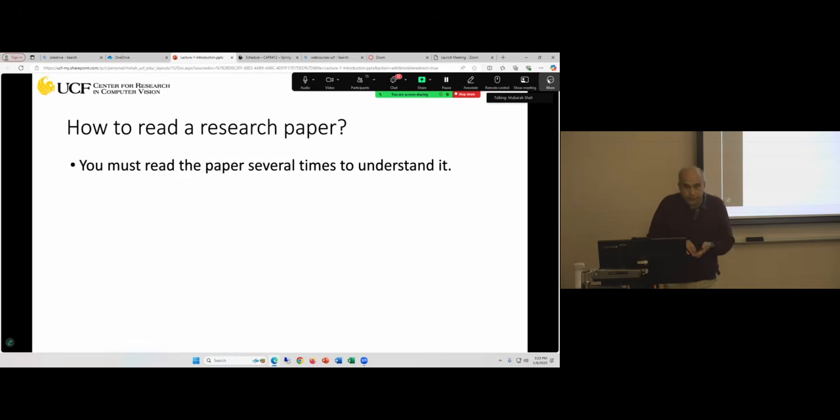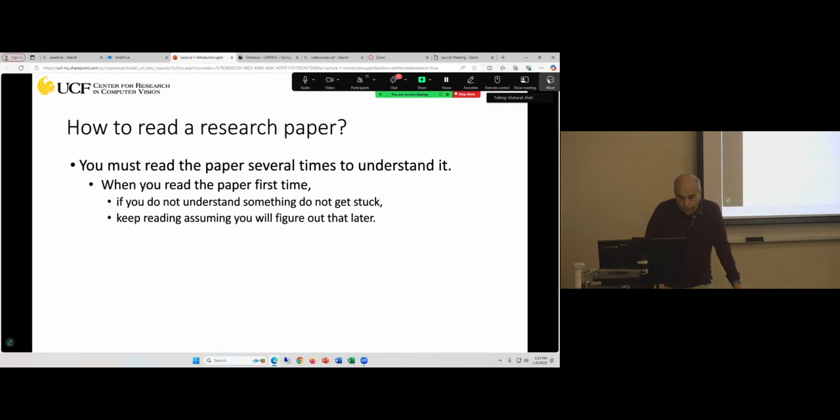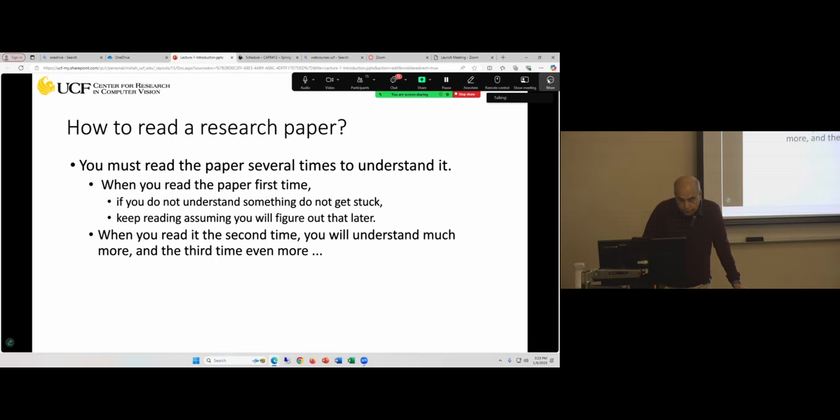So first, this is not a newspaper, right? It's not something novel. It's a research paper. So first, you have to read a research paper many times. It's impossible to read just once and understand everything. When you read the first time, if you don't understand something, do not get stuck. Okay? Keep reading, assuming you will figure it out later. So you have to do many, many iterations. When you do it the second time, you will understand much more, and the third time even more, and so on. Okay?